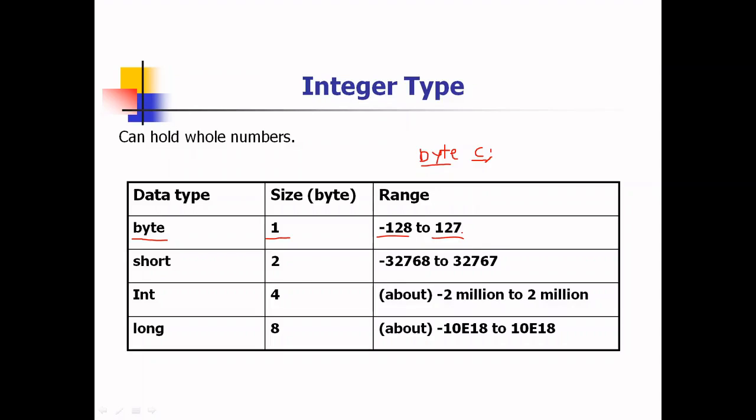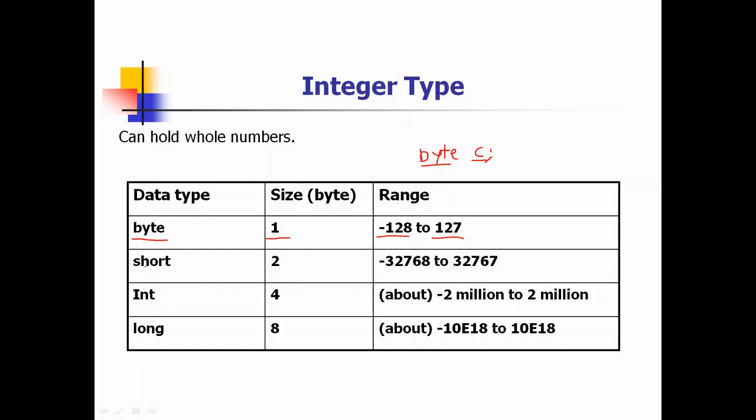All Java integer data types are signed data types. In C we have two different types, that is signed int and unsigned int. But in Java, all integers are signed. That simply means we can store both positive as well as negative numbers in integer variables.